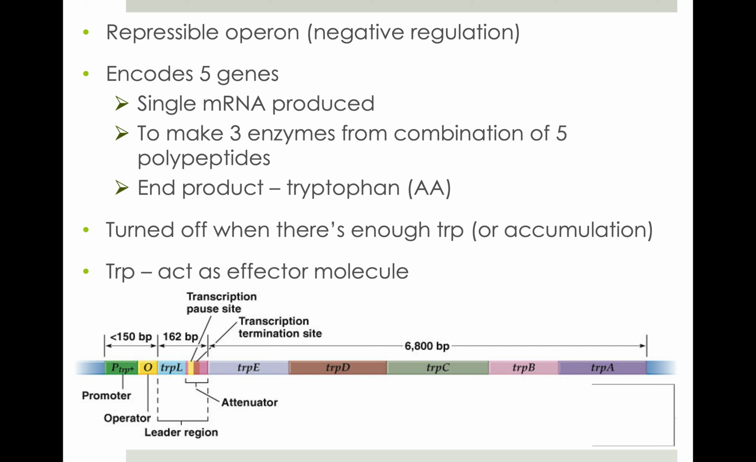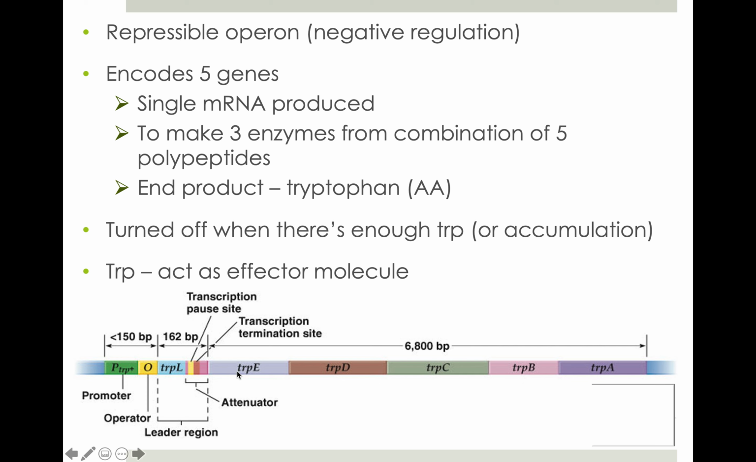So the Trp operon is negatively regulated, and it is a repressible operon, unlike lac, which is inducible. It encodes 5 genes, which are transcribed as a single mRNA, and in total they make 3 enzymes from a combination of the 5 polypeptides. The end product is tryptophan, which is an amino acid. This is where the Trp operon is different from lac and ara, because arabinose and lactose are sugars. The Trp operon is turned off when there's enough Trp, or Trp has accumulated. In this case, Trp acts as an effector molecule.